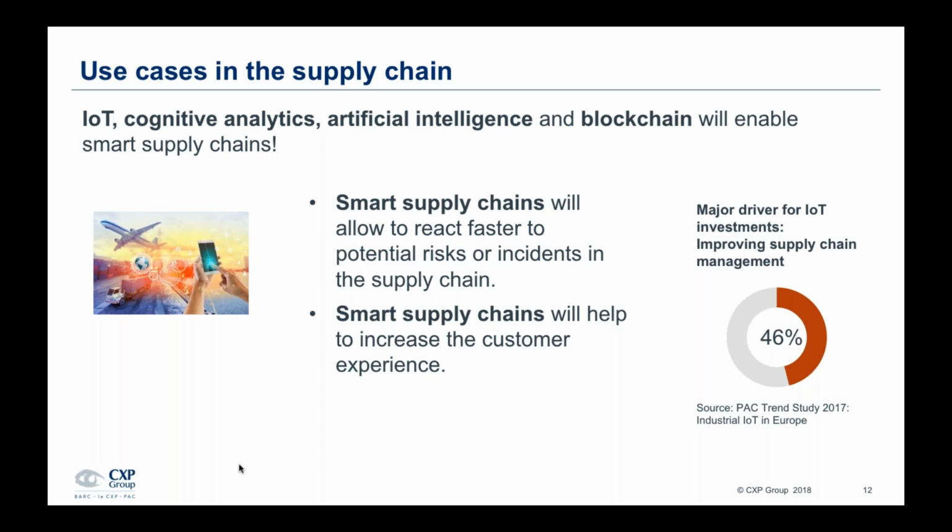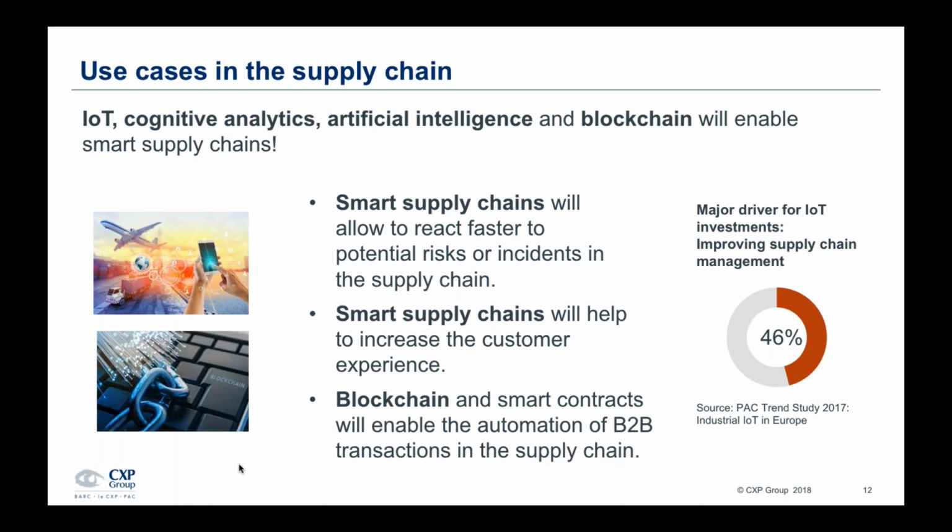And the greater the maturity of robotics and robotic process automation technologies, the more this will enable further automation of supply chain processes. And when talking about automation of supply chain processes, I'm thinking, for example, about automatic replenishment processes. Blockchain and smart contracts will help to automate these B2B transactions in the supply chain by providing authentication and validation of B2B transactions in a broader ecosystem.